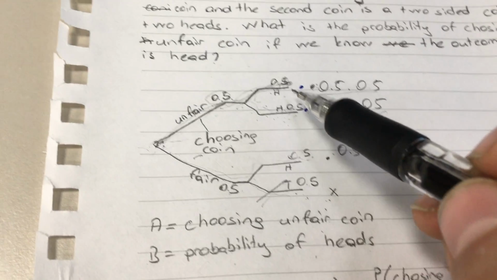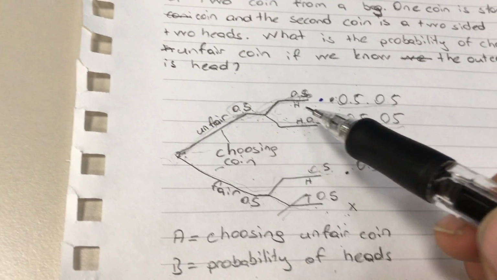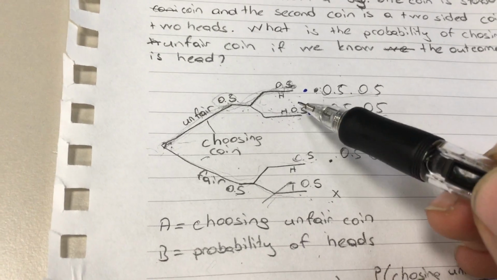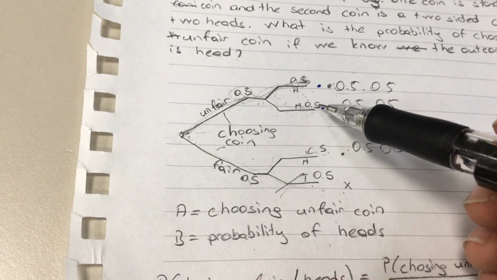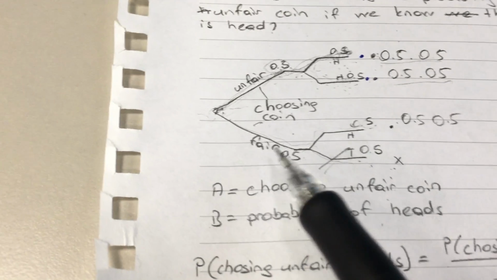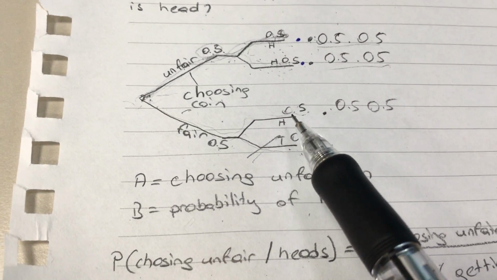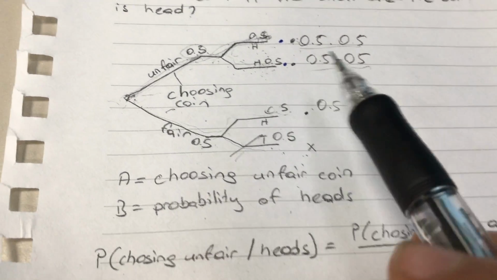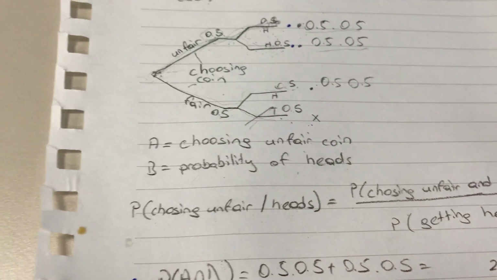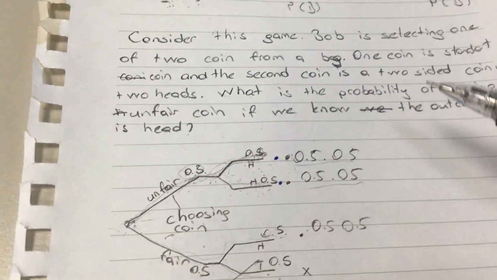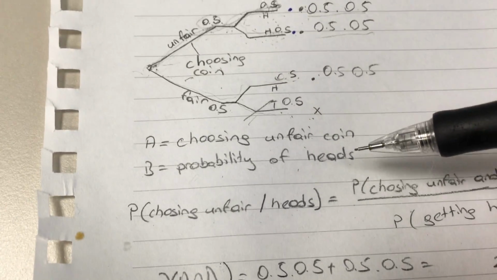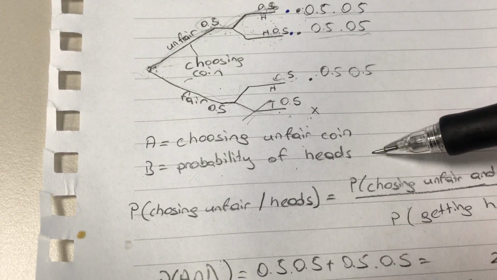It will not matter, but if you separate them for this question like this, you can apply it to other questions' formats. And for the fair coin, there are two outcomes as well, one head and one tail. Then we try to understand the question verbally. Let's see what our A and B are. A is choosing the unfair coin and B is the probability of heads.